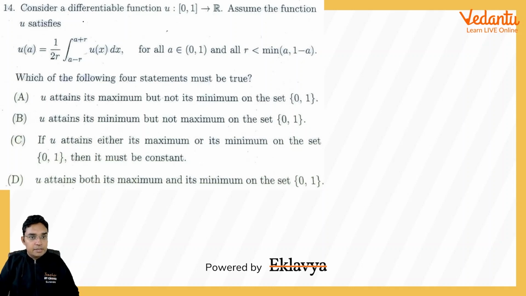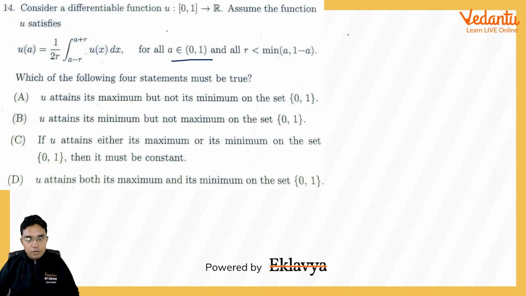It says consider a differentiable function u from 0, 1 to R. Assume the function u satisfies u(a) is equal to 1 upon 2r, definite integration from a minus r to a plus r of u(x) dx, for all a between 0 and 1 and all r that is less than the minimum of a comma 1 minus a. Then which of the following 4 statements must be true? U attains maximum but not minimum, etc.